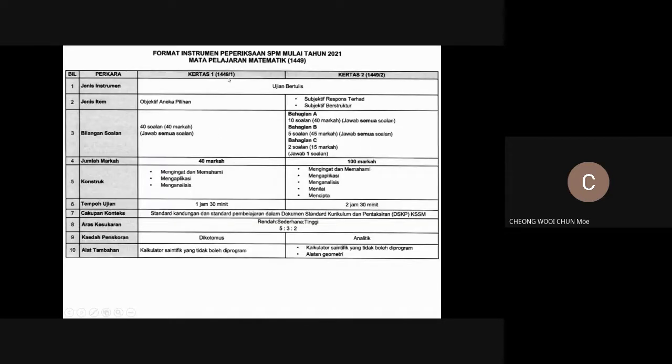Then in the SPM format, there are paper 1 and paper 2. Paper 1 is 1 hour 30 minutes. Paper 2 is 2 hours 30 minutes. Paper 1 has 40 questions. Paper 2 has section A, section B, and section C. You need to answer all in section A, 10 questions. Answer all in section B, 5 questions.